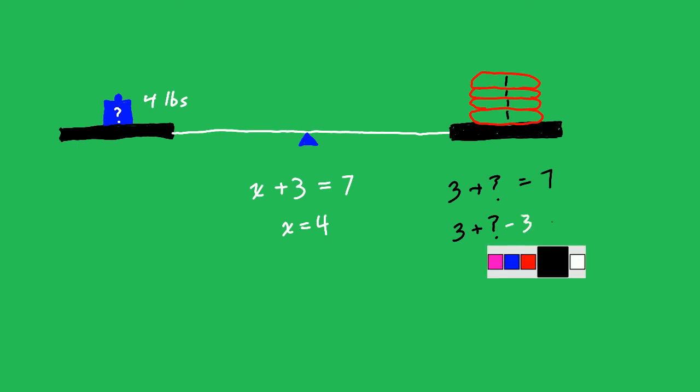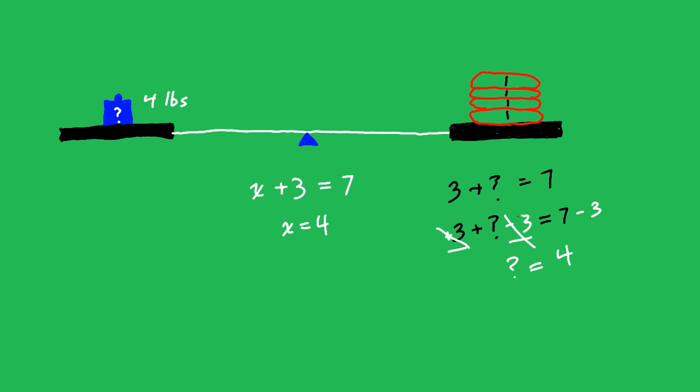Then you subtracted 3 from there, and then you also subtracted 3 from there. And what happens here is this positive 3 and this negative 3 cancel. Positive 3 minus 3 is going to give us 0, so that just crosses out. So it gives us question mark equals 7 minus 3, which is 4.